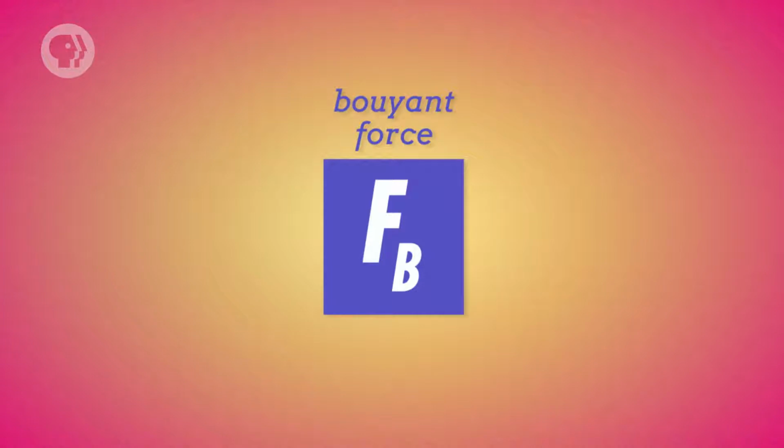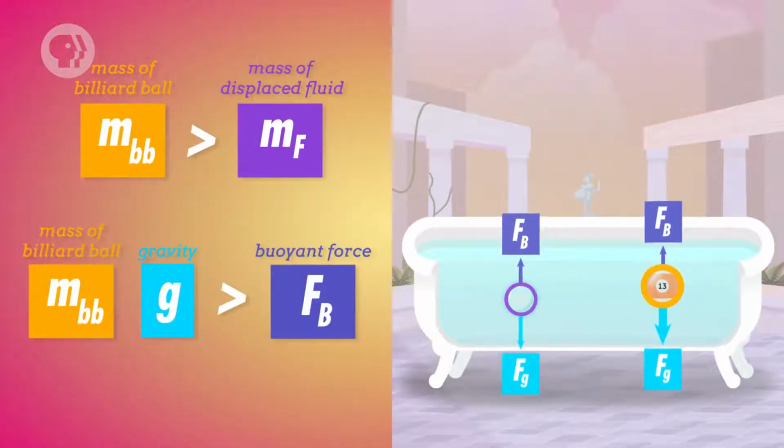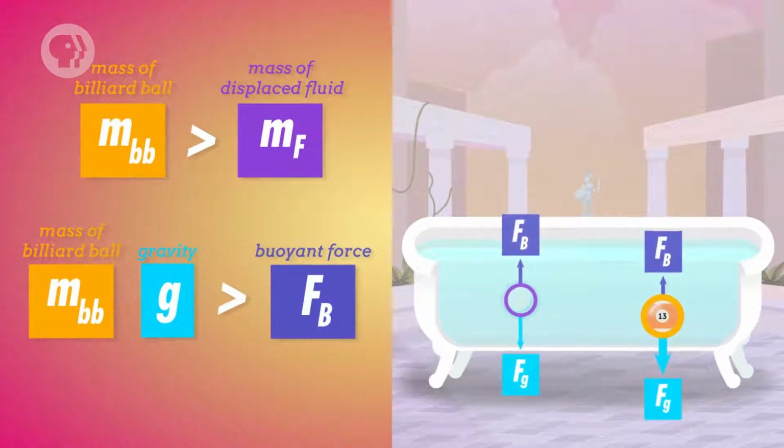But the buoyant force on the billiard ball is exactly the same as it was on the sphere of water, since they're the same size and shape. That's Archimedes' principle. There's a buoyant force pushing upward on objects in water, and it's equal to the weight of the water that the object displaced. The billiard ball weighs more than the sphere of water that it's replacing, so there's a net downward force on the ball, and it sinks to the bottom of the tub.